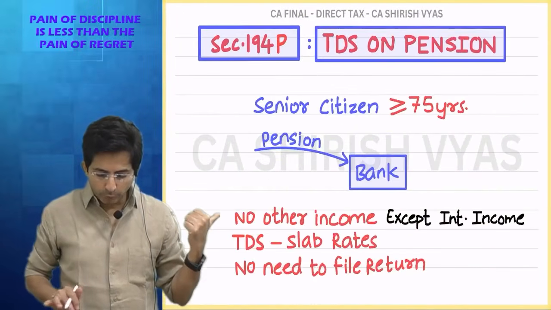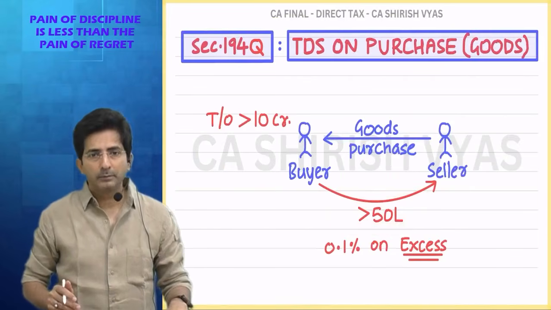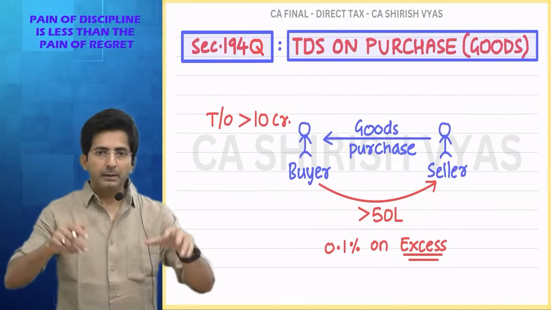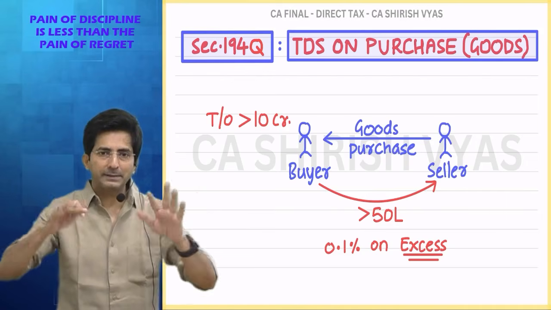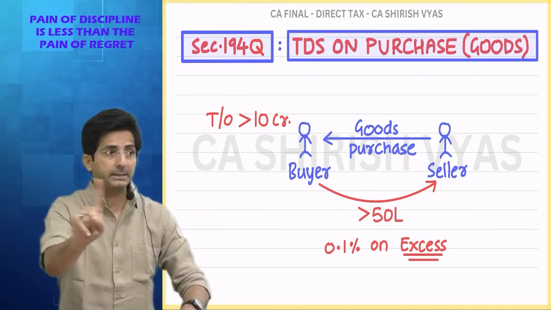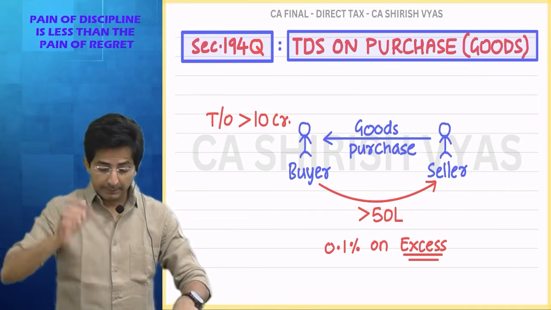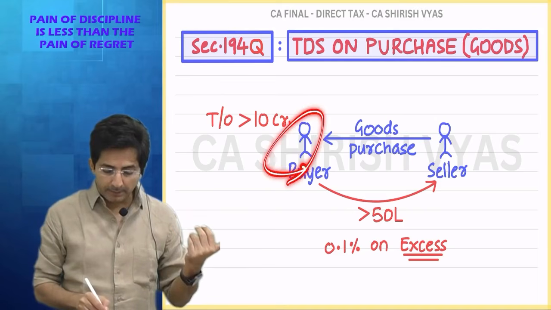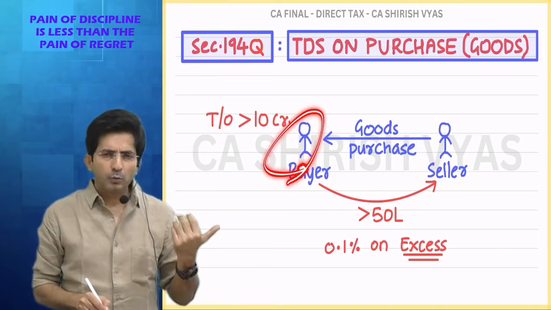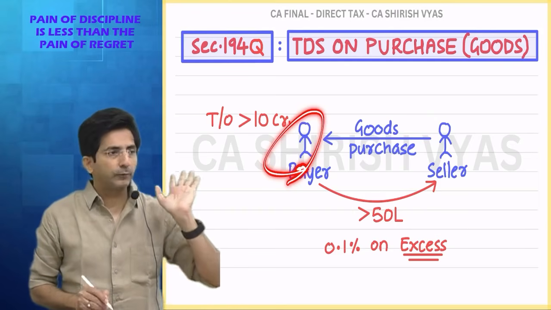In 194Q, when you see that 50 lakhs, it is the full bill amount. In the bill, delivery charges, incidental charges, everything is there, the full amount. Obviously, not including GST. GST will never count in the TDS. So, generally, when the buyer has purchased the goods, whatever amount is mentioned in the bill, the full bill, we have to see for 50 lakhs.